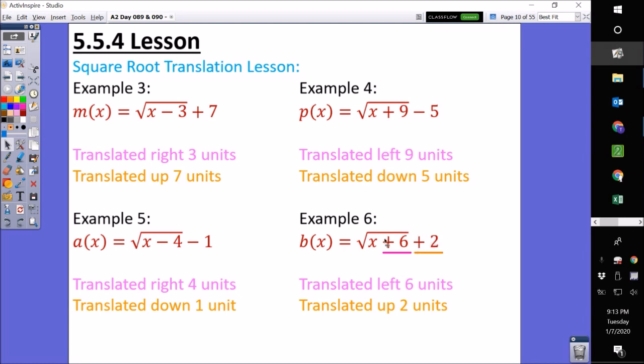So it's the same rules as what we did for quadratic, for absolute value, for cubic, same thing for square root. So once you memorize the rules, it's going to be easy to identify the translation for any given function, especially for square root.